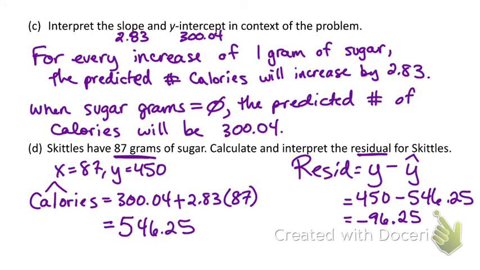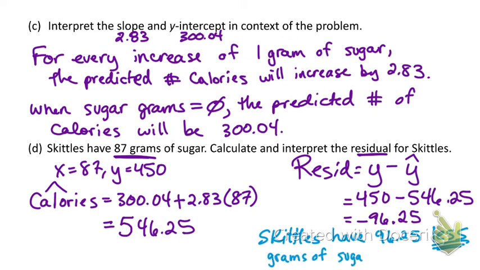So what does that mean? This means Skittles have 96.25 less calories than predicted.